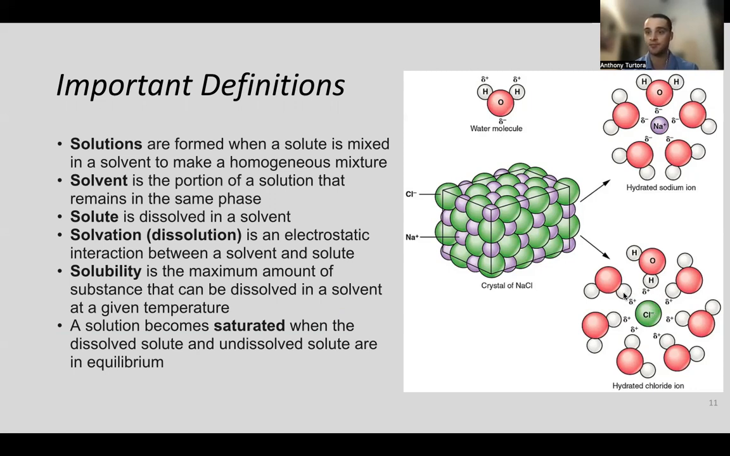I get the positive H+ here interacting with negatively charged Cl- ions. And these electrostatic interactions are what allow sodium and chloride to dissolve in water. So now, solubility is the maximum amount of substance that can be dissolved in a solvent at a given temperature. And this is all temperature dependent.